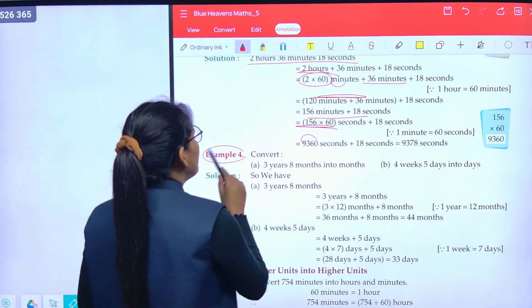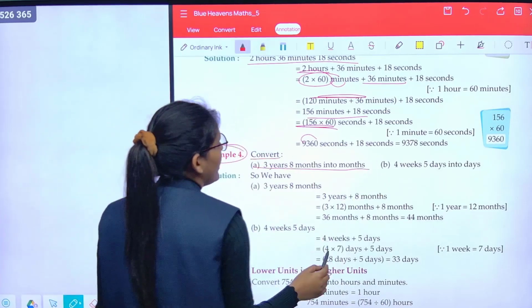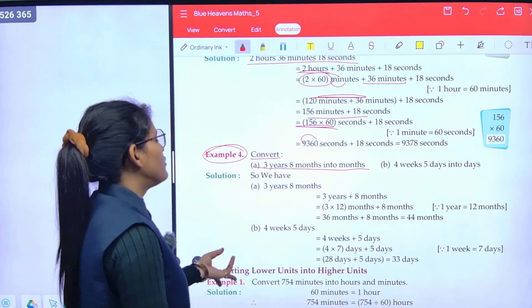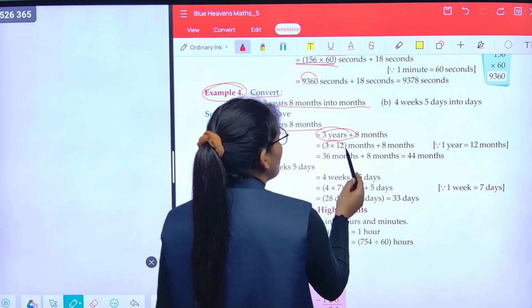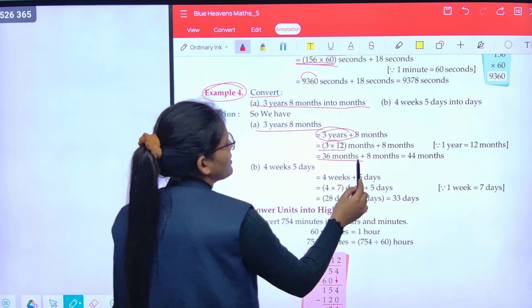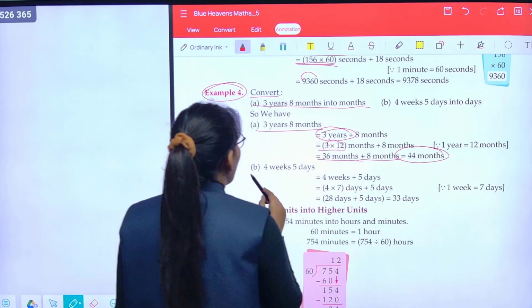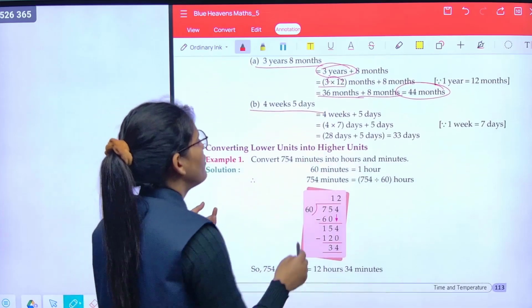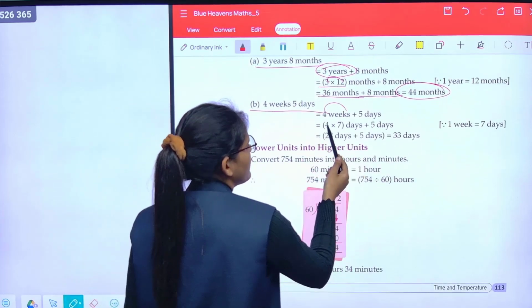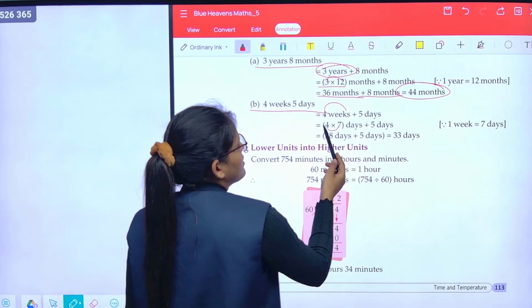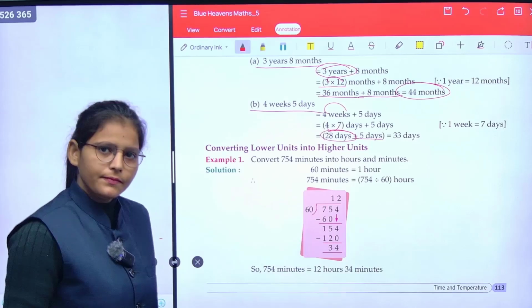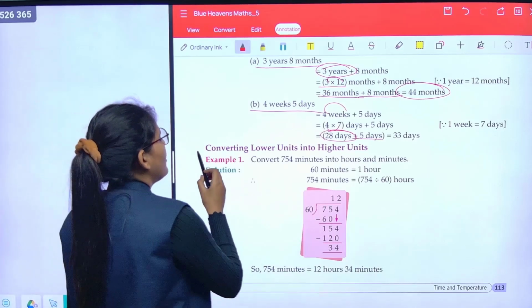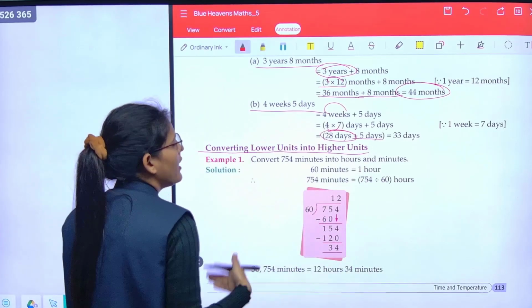Now example number 4, convert 3 years 8 months into months. So we have 3 years 8 months, so years multiply by 12, so 12 3s are 36 months plus 8 months, 44 months. Now 4 weeks 5 days, so weeks को multiply करेंगे हम, days में change करेंगे. 4 sevens are 28 days, 28 days plus 5 days is equal to 33 days. Now converting lower units into higher units.